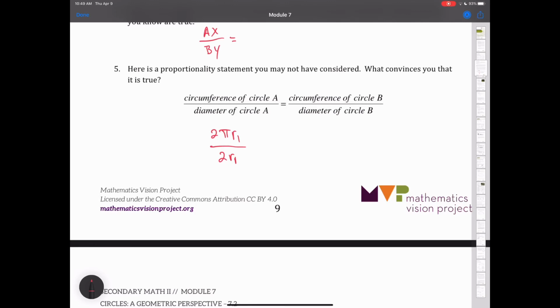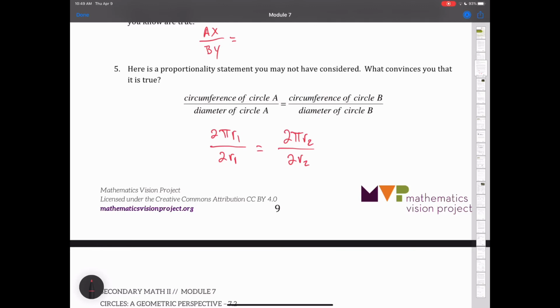It's a chord from one side of a circle all the way to the other side of the circle through the center point. So it's just twice as long as the radius. Now let's talk about the circumference of circle B and the diameter of circle B. Since circle B's radius is called R2, I'm going to say 2 pi R2, and the diameter is just twice as long as the radius, so 2 times R2.